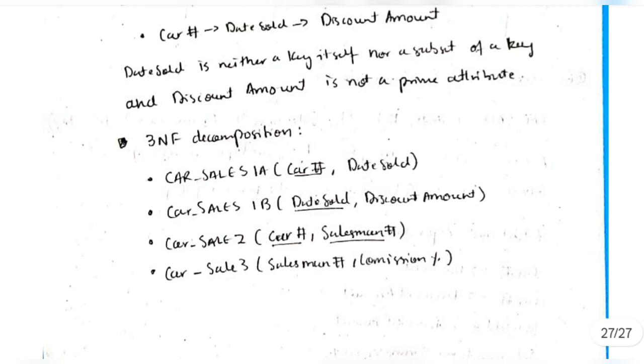What will we do? We will make two separate tables: first car to date sold, and date sold to discount amount. Now this is in 3NF. That's the final answer.